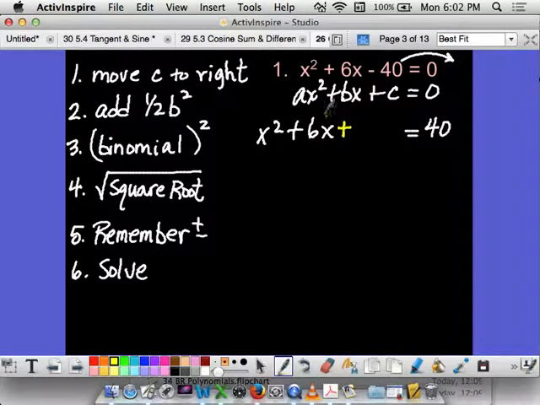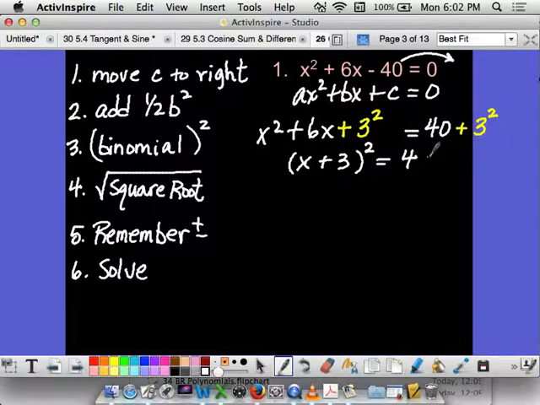Step number 2 says add half of b squared. Always add half of b, in this case that's 3, squared. But now we have an equation. So what you do to the left side of this equation, here's my equal sign, you must also do to the right side of that equation. Do not forget to add it to both sides of this equation. In the previous slides, we didn't have an equation, we had an expression. So now we have to add it to both sides. So just like I did before, this creates the binomial square. Bring down the x squared, positive 3 equals, and this is 40 plus 9, which is 49.